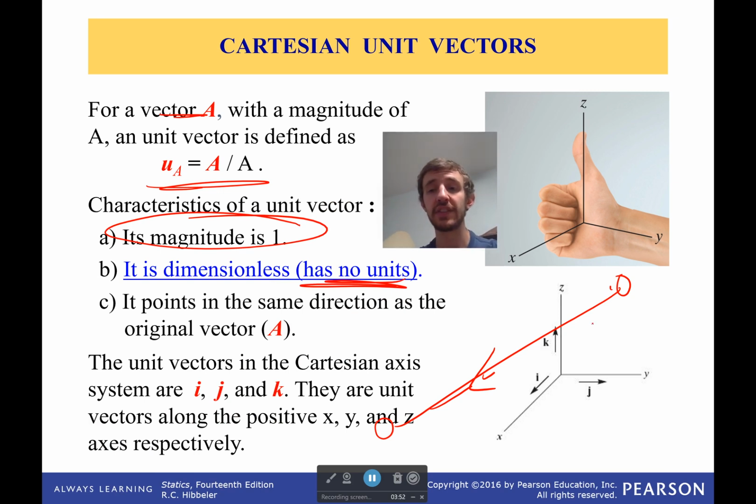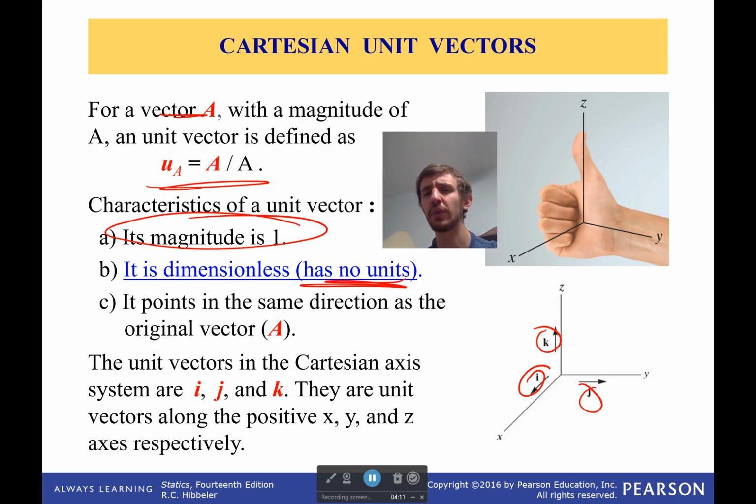Now, the unit vectors in the Cartesian coordinate system are i, j, and k. You're like, wait a second, so that's why i, j, and k? Yes, that's why i, j, and k. And here they are: i with the x, j with the y, and k with z. That's how they're defined, so make sure you do it accordingly.